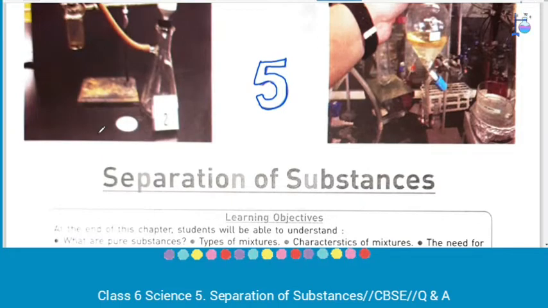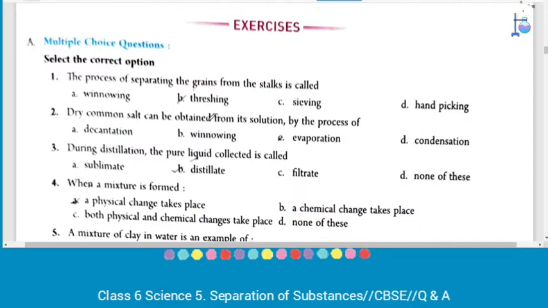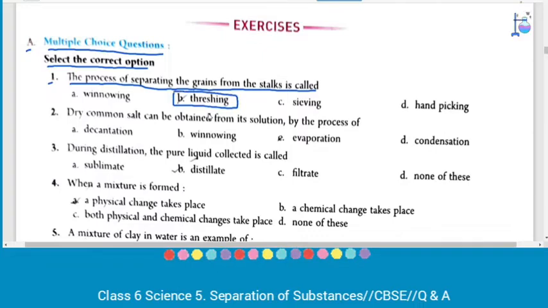Chapter 5, Separation of Substances. First we will see the exercise questions of this chapter. Section A, multiple choice questions. In that, select the correct option. First question, the process of separating the grains from the stalks is called winnowing, threshing, sieving, handpicking. Answer is threshing. The process of separating the grains from the stalks is called threshing.